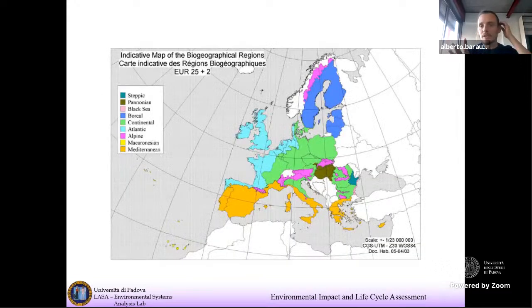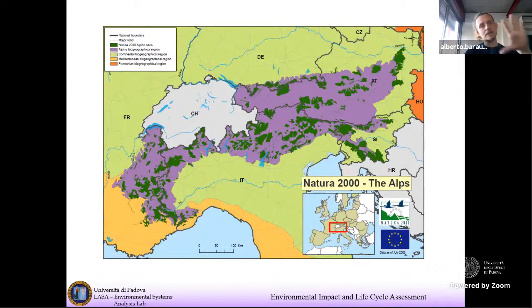For example, you see that Italy is covered by the Alpine, the continental and the Mediterranean regions, which are regions that are supposed to be at least a bit homogeneous from the point of view of management issues, for example. Yeah, this is an example. It's not updated to last year, but it's a good example of the Natura 2000 sites.